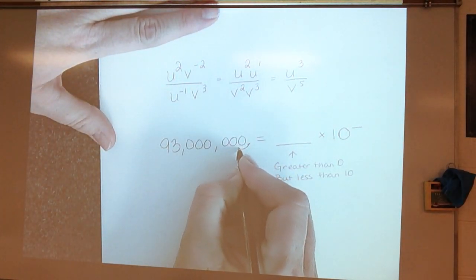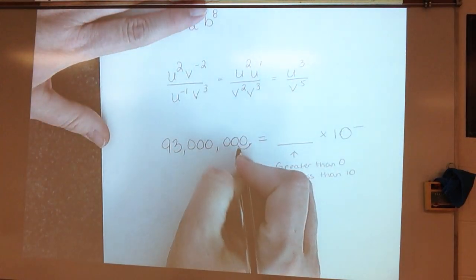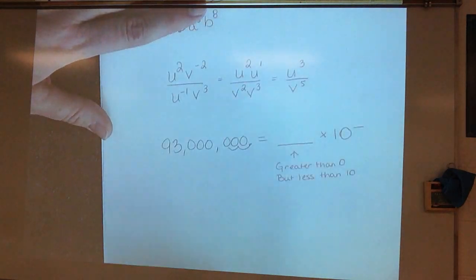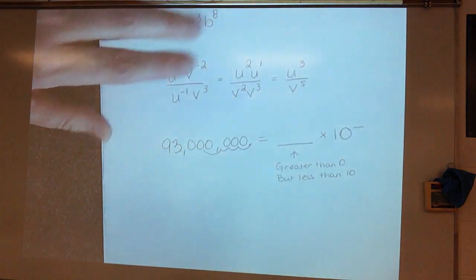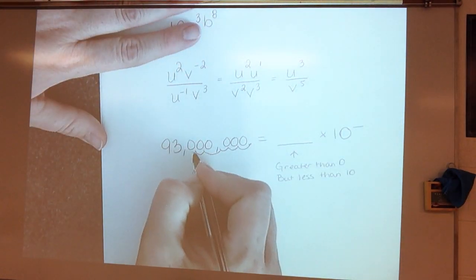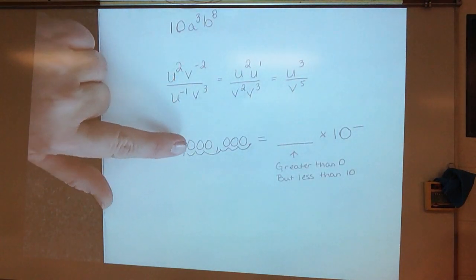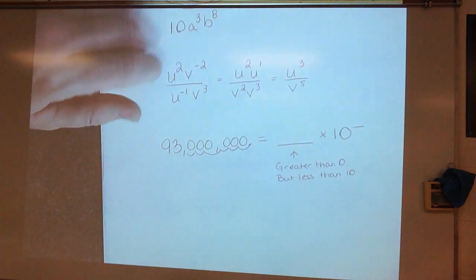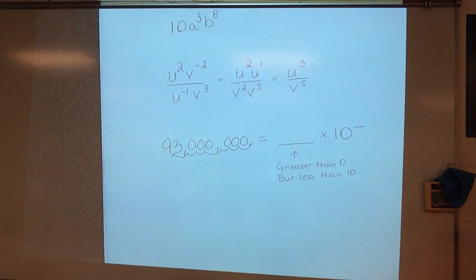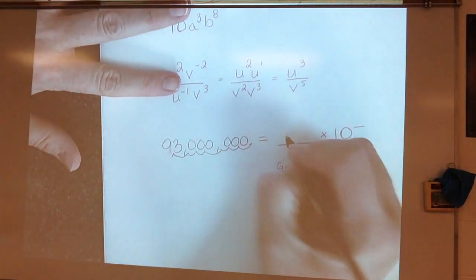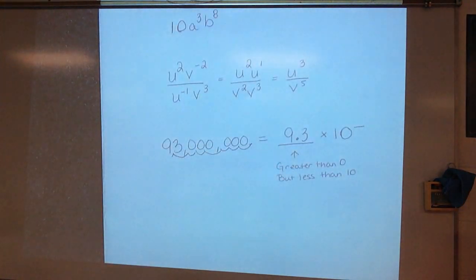If I move it here, I'm still way bigger than 10. If I move it here, still way bigger than 10. Let's go to the next spot. Bigger than 10. I'm getting there, because if I put my decimal here, I'm down to 93. Let's move it one more time. And now I have 9.3. It is greater than 0 but less than 10.